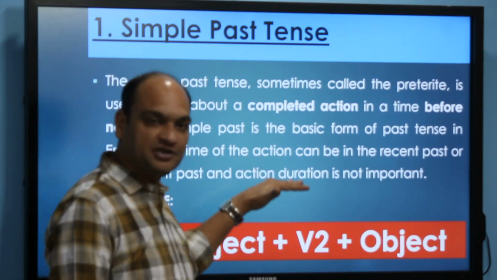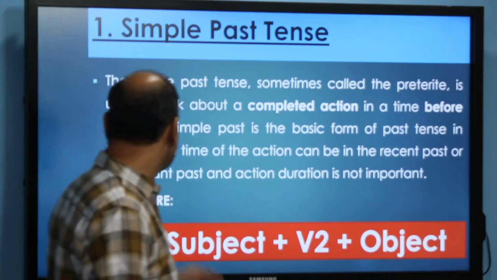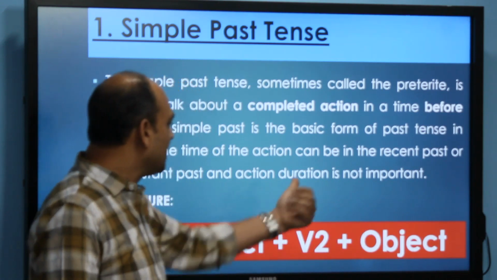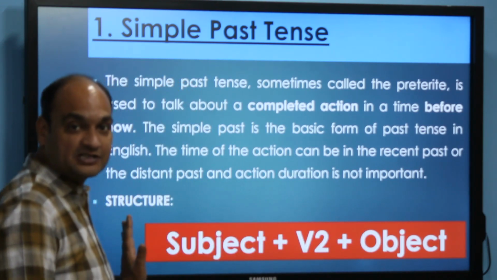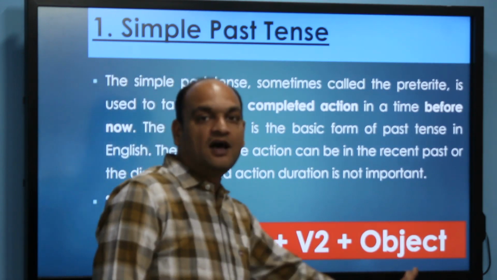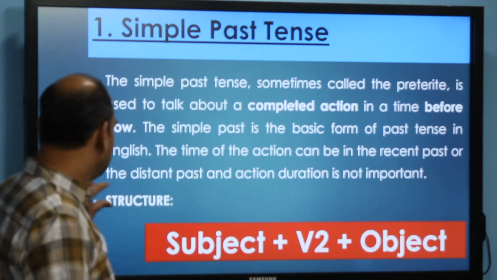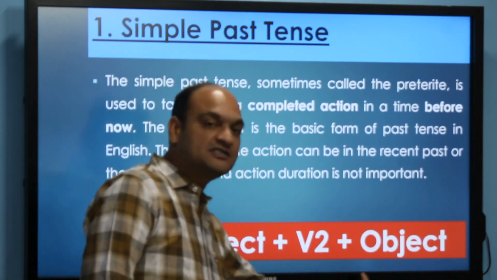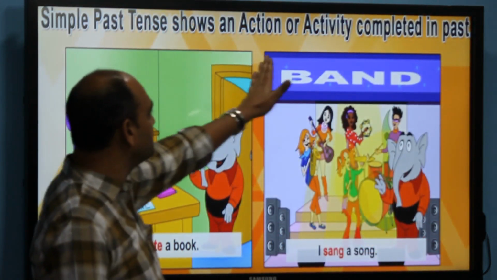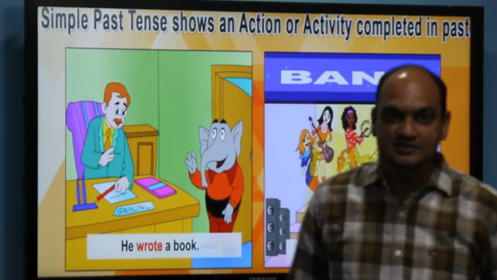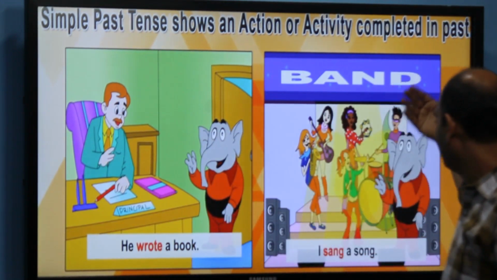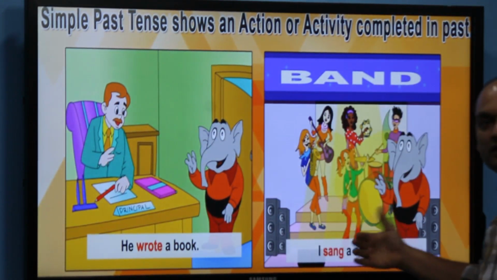The time of the action can be in the recent past or the distant past, and action duration is not at all important. So here stands the structure. It is subject plus V2 plus object. Again I repeat the structure, subject plus V2 plus object. Simple past tense shows an action or activity completed in the past. Like, he wrote a book and I sang a song.